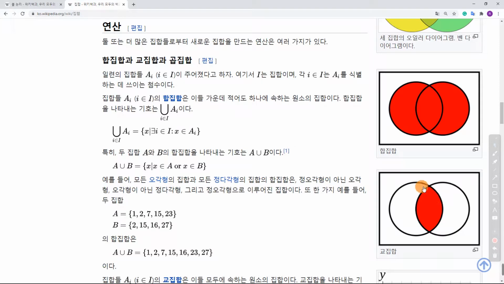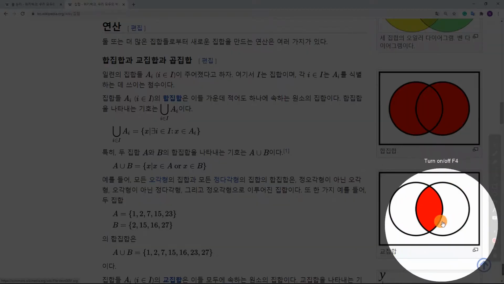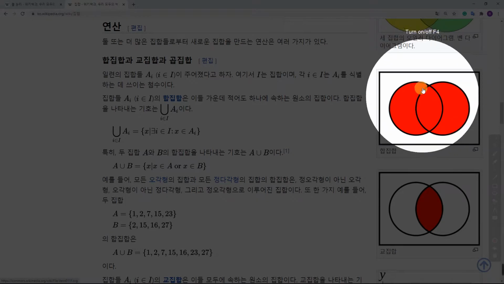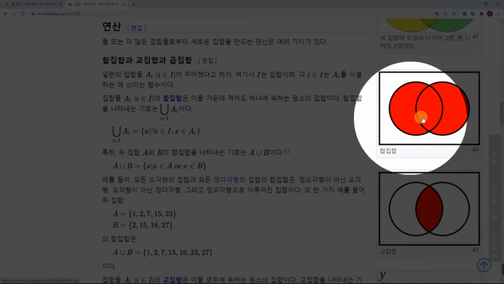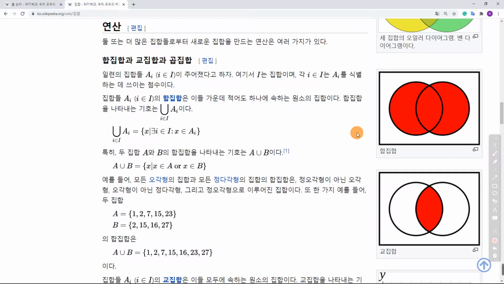For example, here, there are two sets, right? And we compute the intersection. So what is belonging to the first set and to the second set. And here we see the union. So we include everything from set 1 and from set 2.